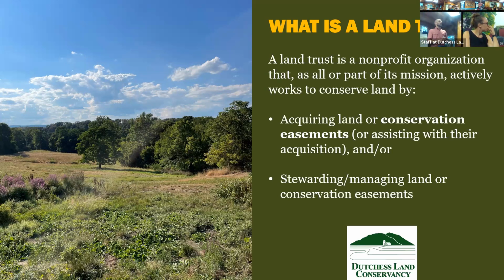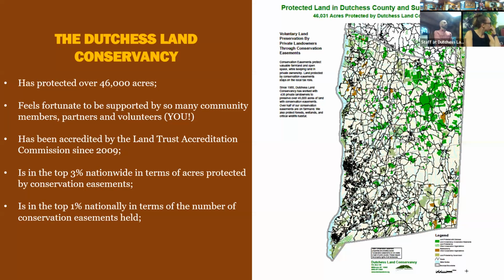And then we also go out and steward those lands. So we make sure that all the conditions in the conservation easement are met and the development standards are up to par. And we do it a lot. The Dutchess Land Conservancy has protected over 46,000 acres in Dutchess County, which when you think about being 100 miles away from the world's largest metropolitan area, it's pretty darn good.